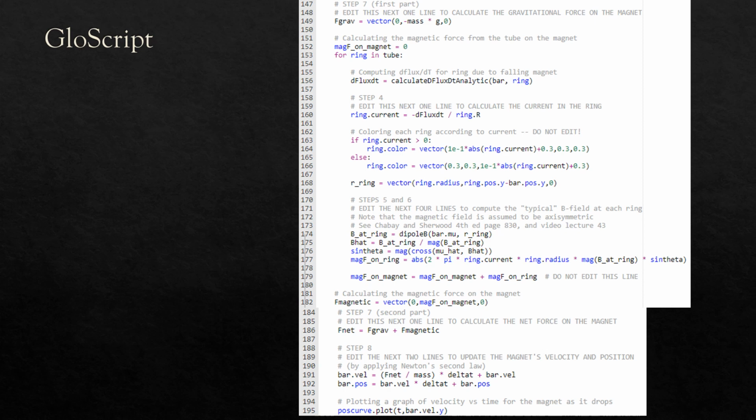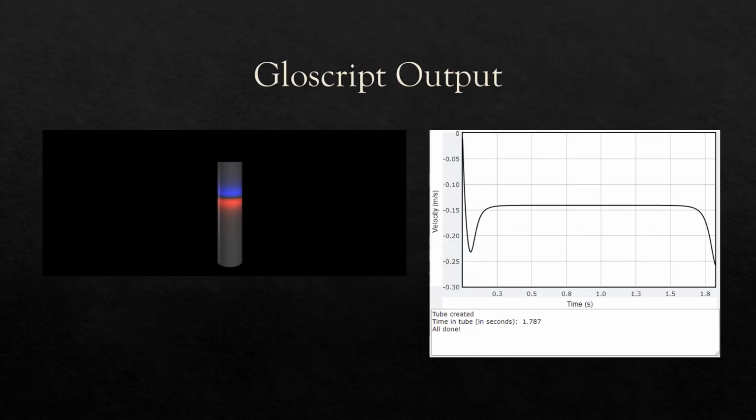In step 7, we calculated the gravitational force on the magnet, and then the net force from that gravitational force and the magnetic force that was induced. And in step 8, we used Newton's second law to update the velocity and the position to be updated in the graph. The image on the left is the visual simulation of the experiment, and the right is the velocity-time graph that was created from the falling magnet simulation.